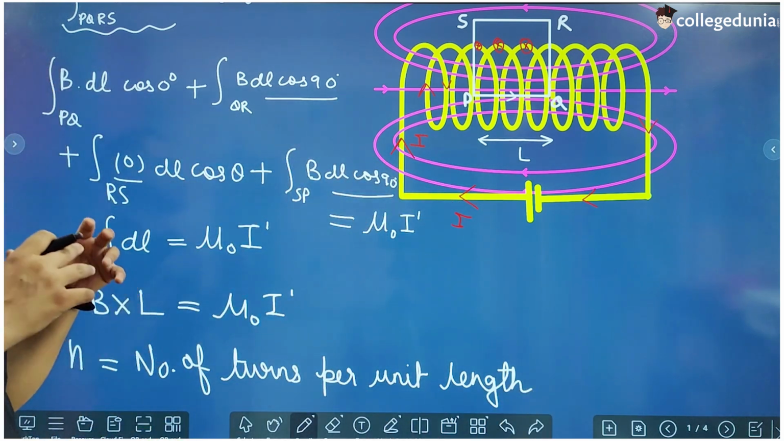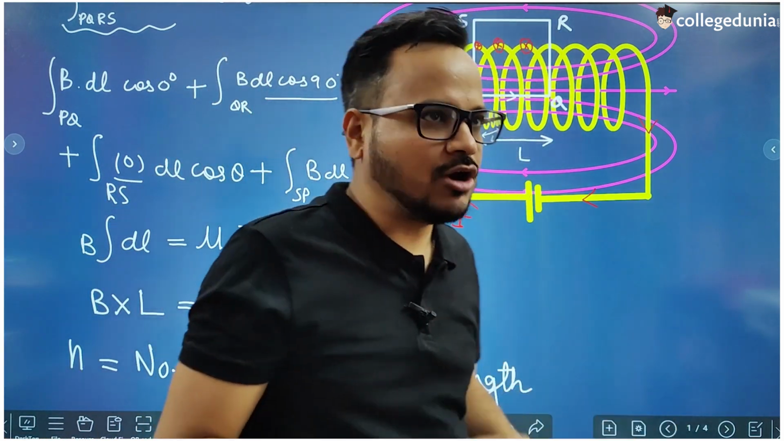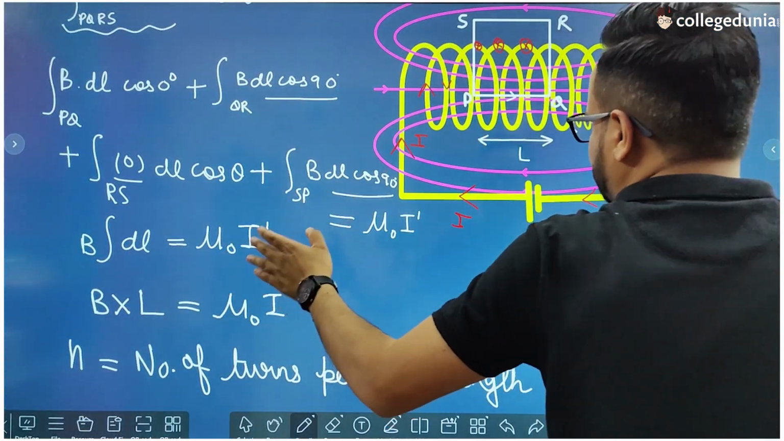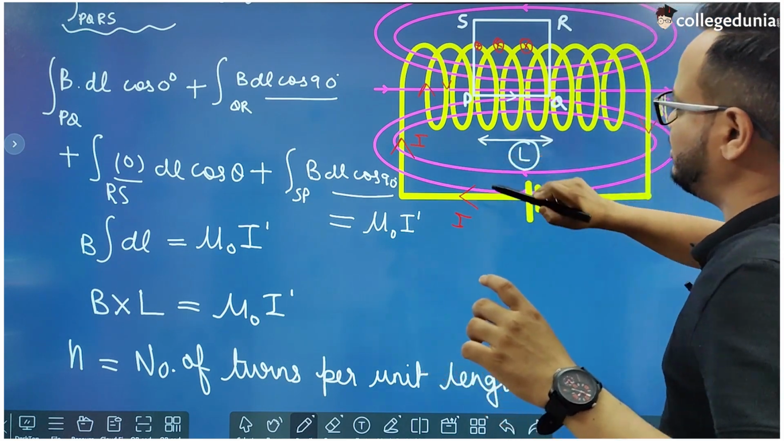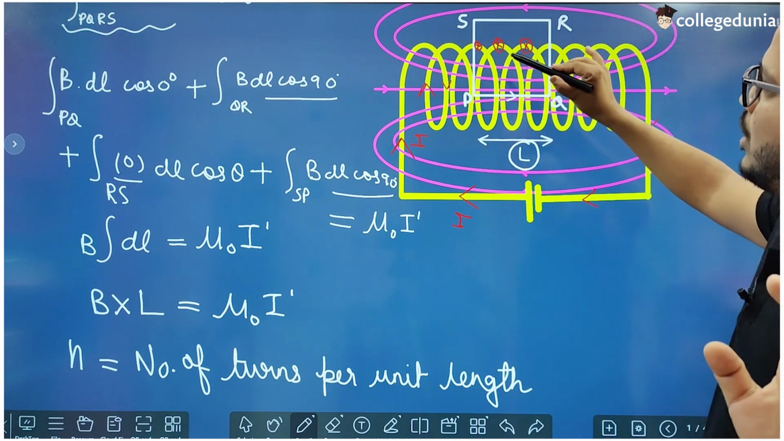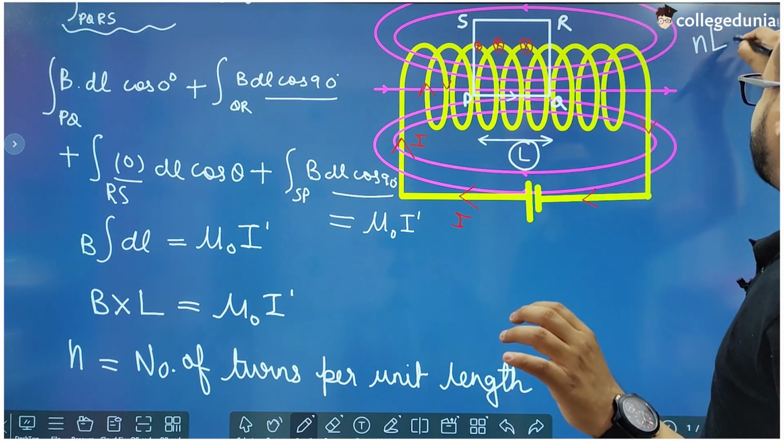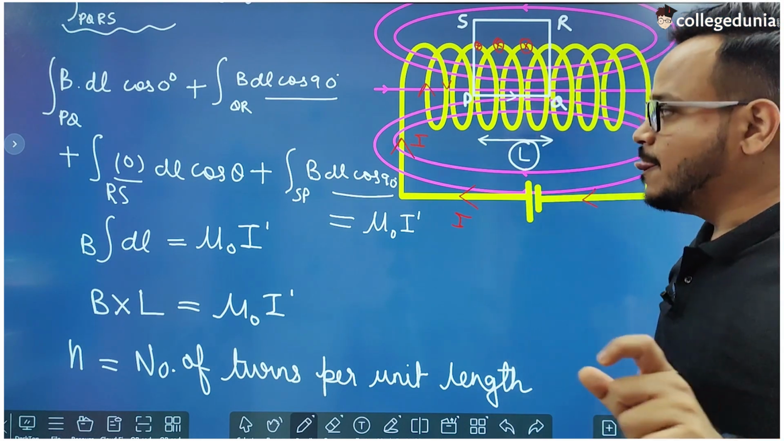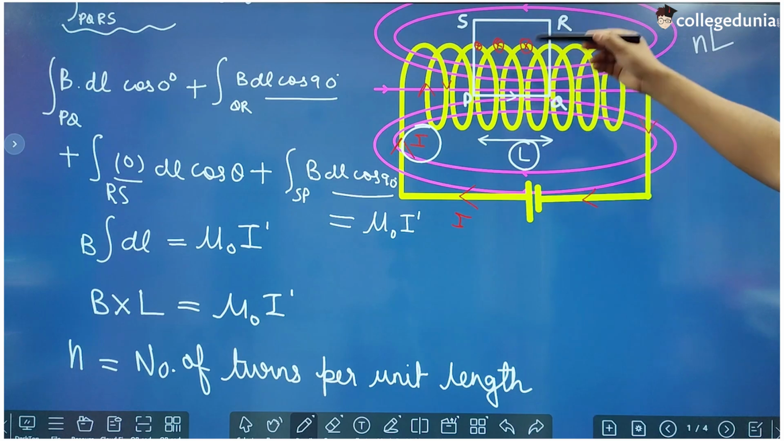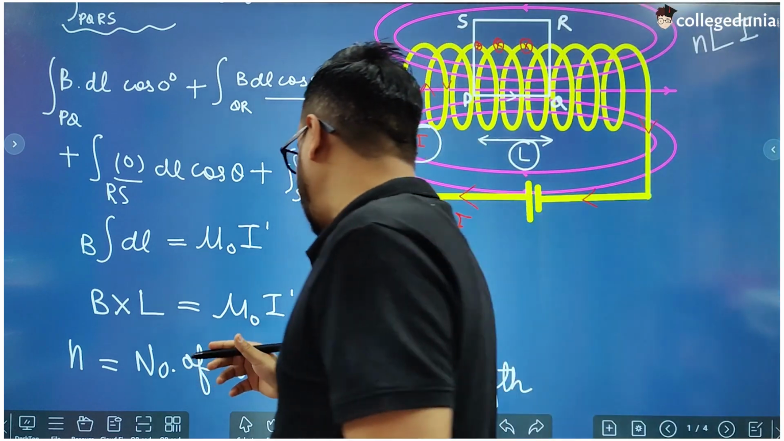Like if the total number of turns is 1000 and the length of the solenoid is 5 meters, then small n is 1000 divided by 5, that is the number of turns per unit length. So if the number of turns per unit length is n, how many turns will be there in this length L? Obviously n into L, right? Now we know that n into L turns are passing through this loop, and the current in each turn is I. So what is the total current threading this loop? That is nLI. So the value of I dash is nLI.